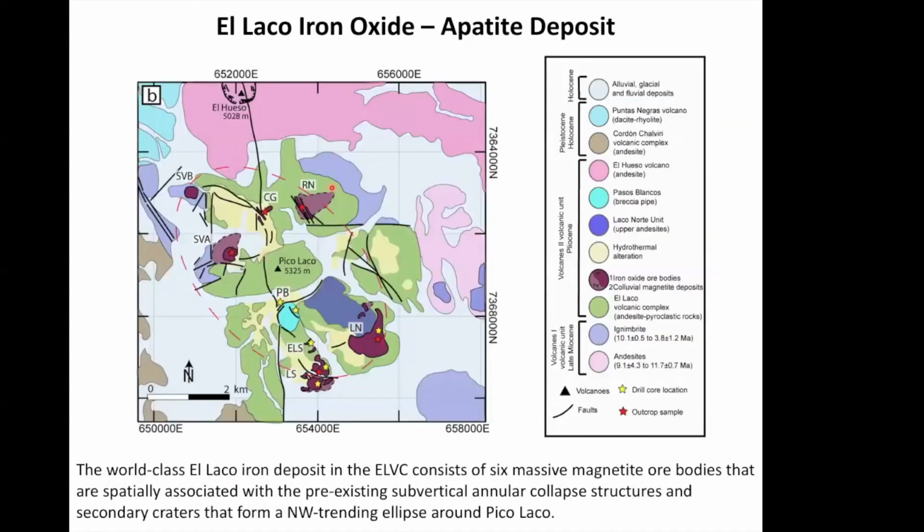If we zoom in on the El Laco volcanic complex itself, I just want to point out that there are 6 ore bodies that outcrop at the El Laco volcanic complex. Pico Laco is the central volcanic dome, and then we've got 1, 2, 3, 4, 5, 6 ore bodies that outcrop around the central Pico Laco central part of the volcanic complex.